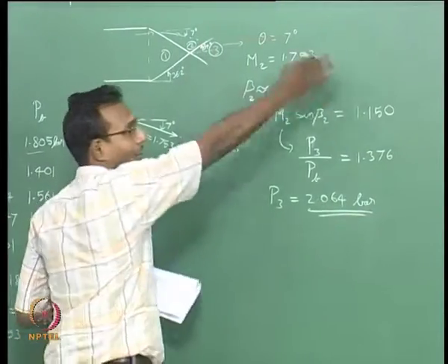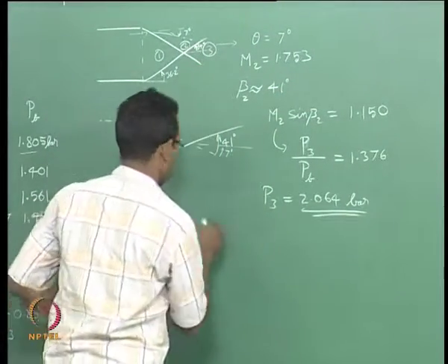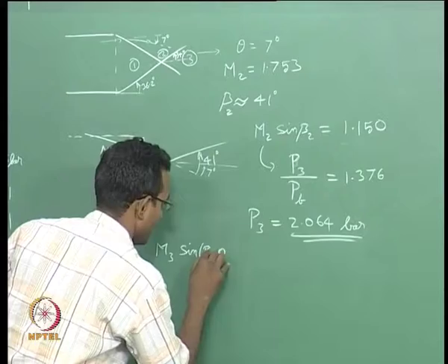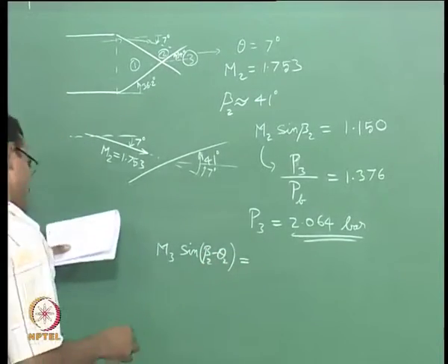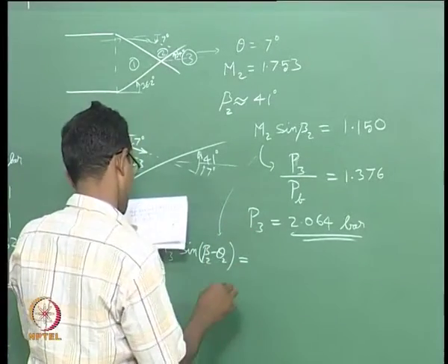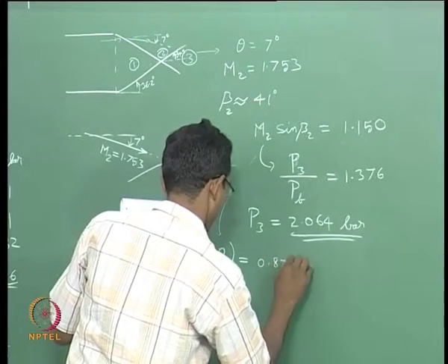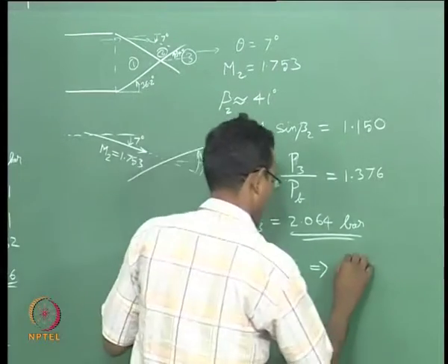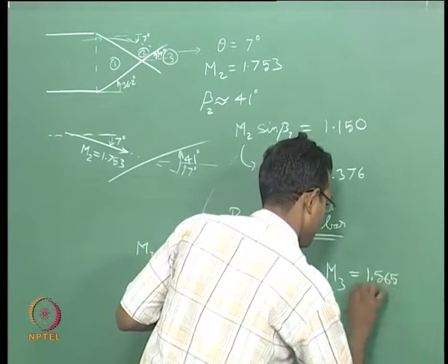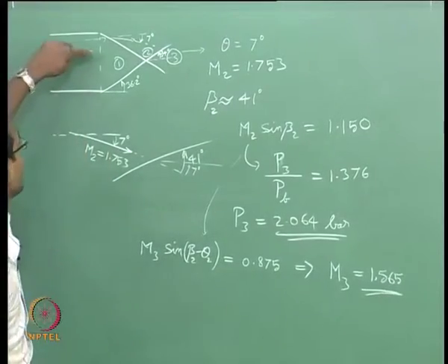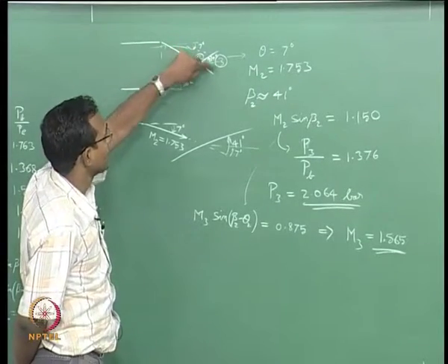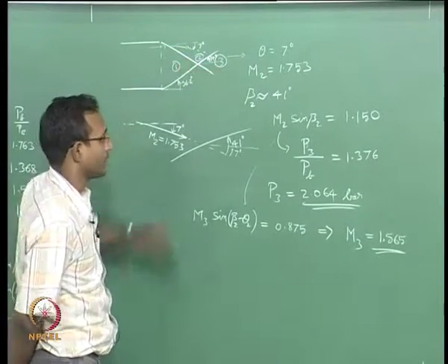And I want to continue the calculation, so I have to find out the Mach number at 3. M3 sin (beta 2 minus theta 2), again from the same normal shock tables I will get this information also, and that is 0.875, which tells me that my Mach number at 3 is 1.565. That is, I started with Mach number 2, after the first shock it became 1.753, after the second shock it became 1.565. Those are our numbers currently.